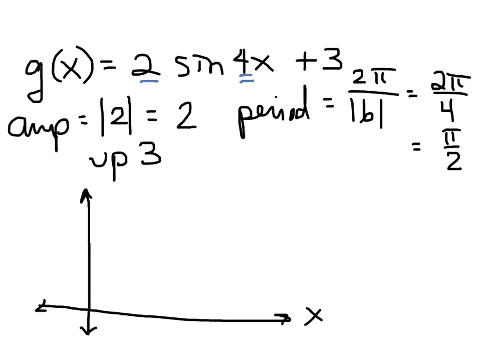As far as up 3 goes, 1, 2, 3, I'm now going to make a dashed line. This dashed line is representing the line that it's going to revolve around. This is known as the midline.